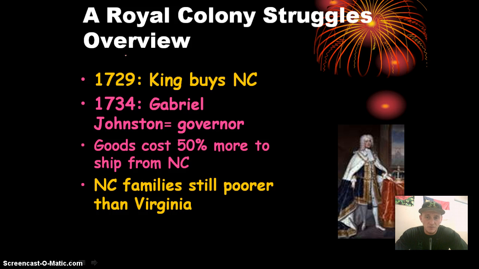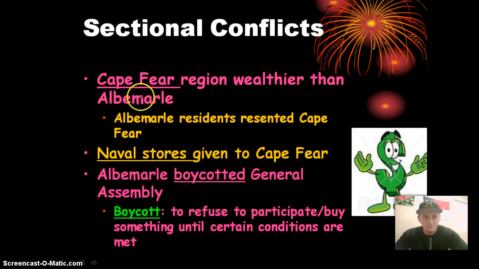All right, if you remember from last chapter, there's 8 lord proprietors. All the proprietors except one gave or sold their land back to the king. The only one was Gabriel Johnson. Okay, he's going to be the governor. The goods are going to cost 50% more to ship from North Carolina. So if something costs $1, now it is $1.50, so 50% more. Okay, and also North Carolina families still poorer than Virginia.